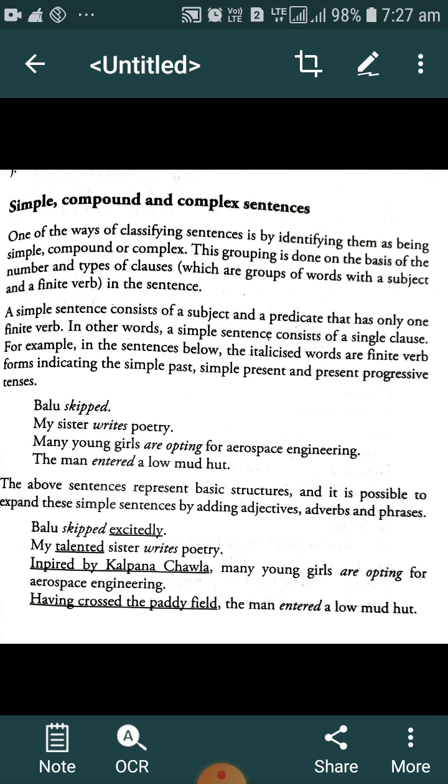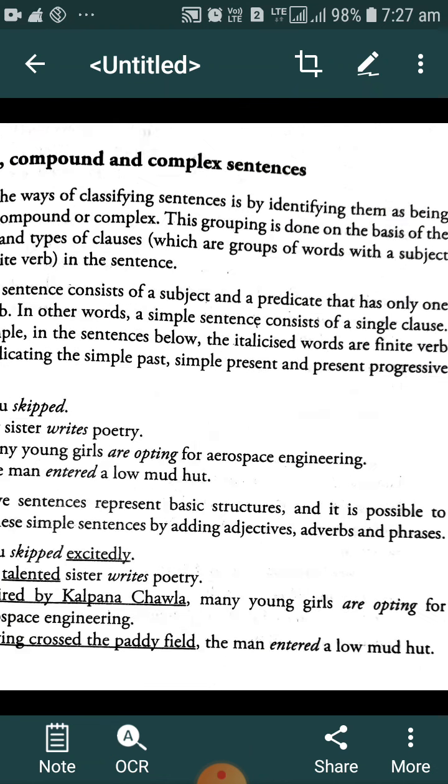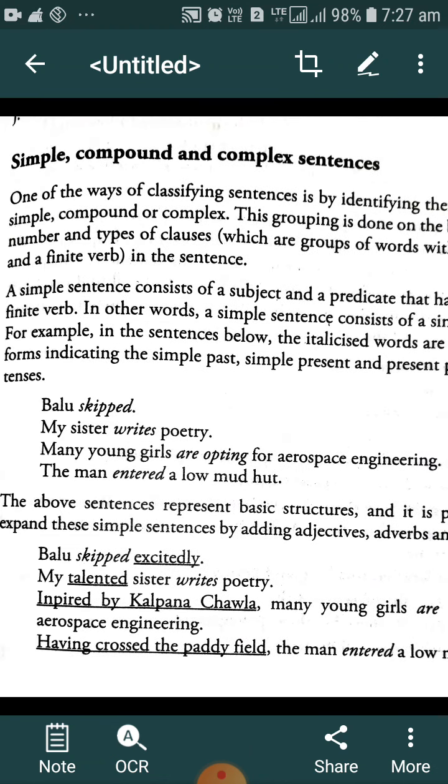Today we are going to discuss the synthesis of sentences, and this particular portion is for supplementary English. While discussing this portion, we have to discuss three types of sentences, that is simple sentence, compound sentence, and complex sentences.